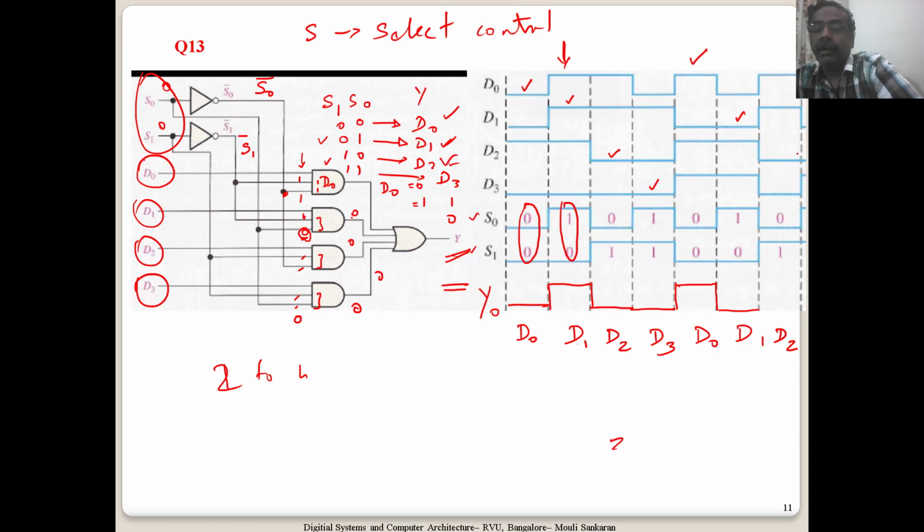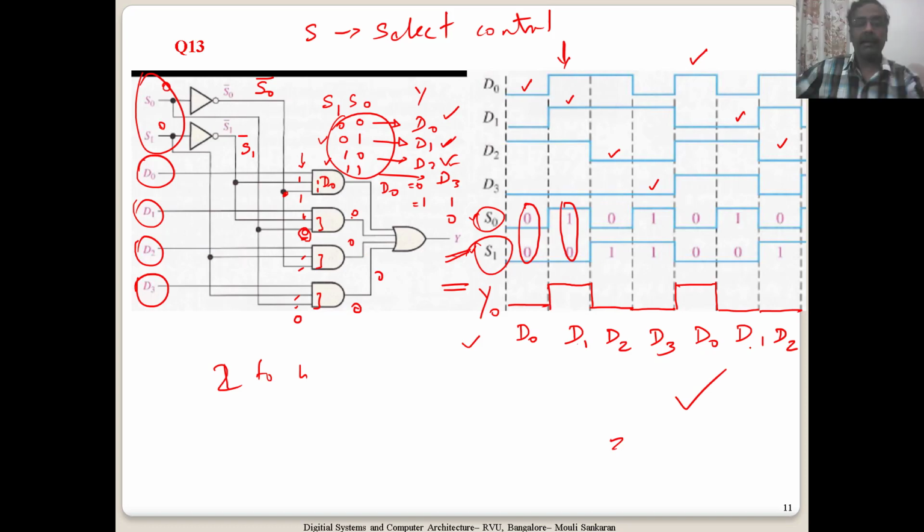So D2 is again chosen. What is the value of D2? You have to be careful here. It's low, so it continues to be low here. Once you write these values properly, take care of S0 and S1 properly, and understand the circuit and what the multiplexer's job is, then coming up with the output is not a difficult thing. So this is done. Q13 is done.